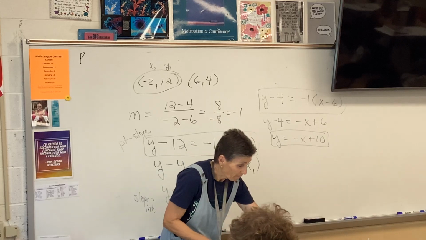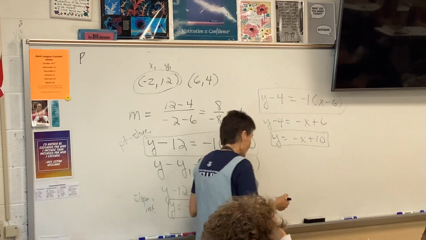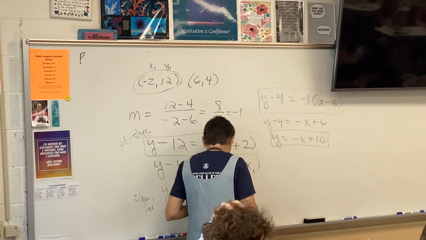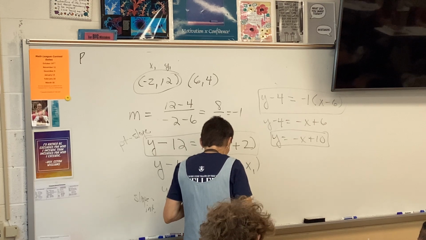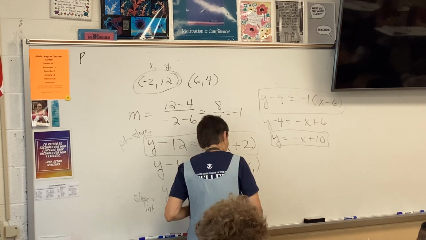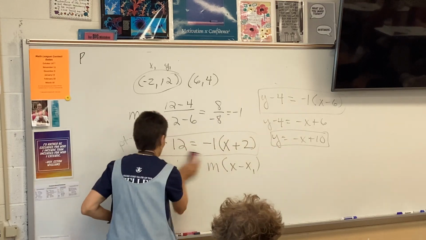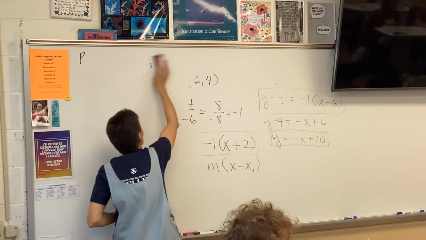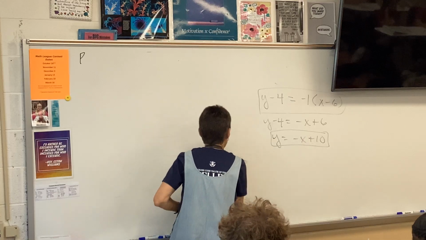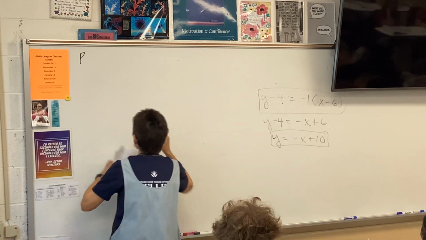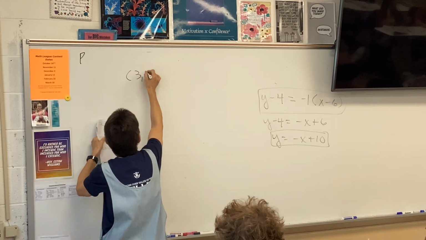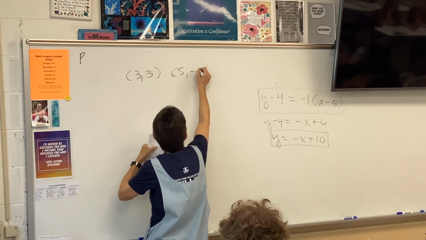All right, let's try the next one. We're gonna do exactly the same thing. 2 different points. So what do I do first? I find the slope. So let's look at our 2 points. 3, 3, and 5, negative 5.